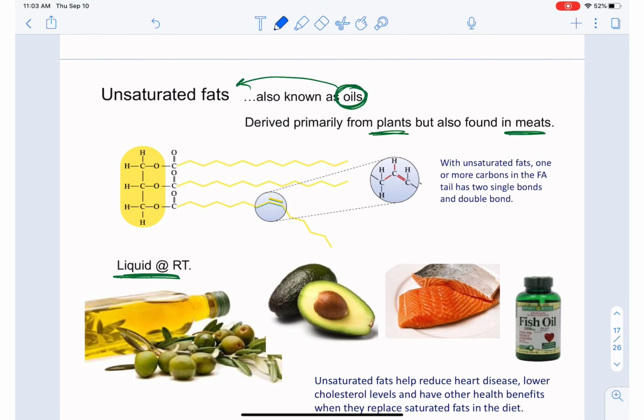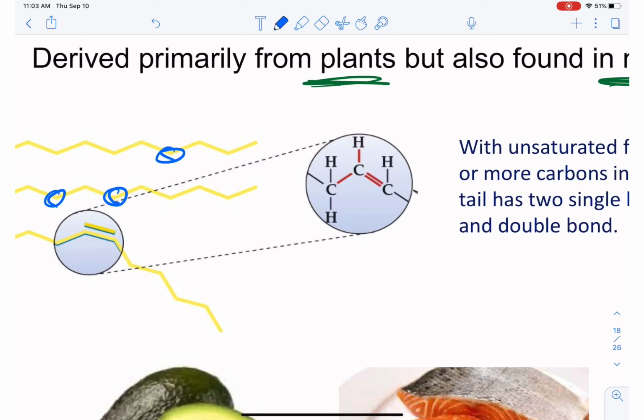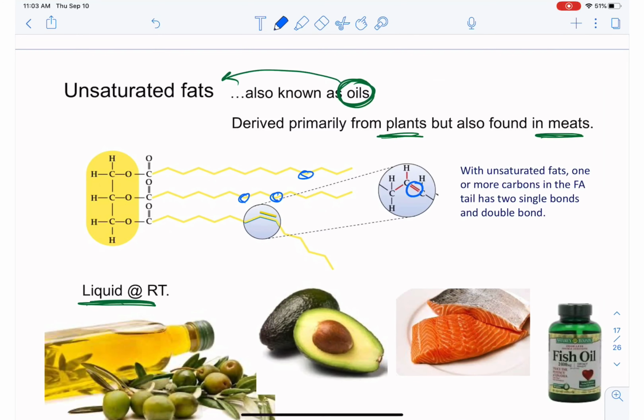Now, the reason they're called unsaturated, again, has to do with the carbons in the fatty acid tails. And with unsaturated fats, one or more of these carbons in the fatty acid tails, instead of having 4 single bonds, instead they have a double bond that's associated with them. And so that makes them unsaturated. And just that small little structural difference is what makes unsaturated fats liquid at room temperature.